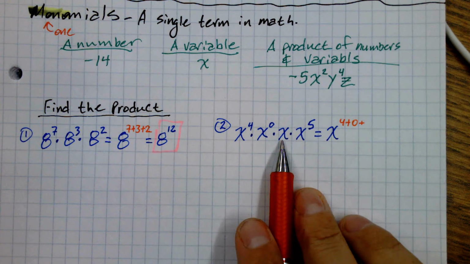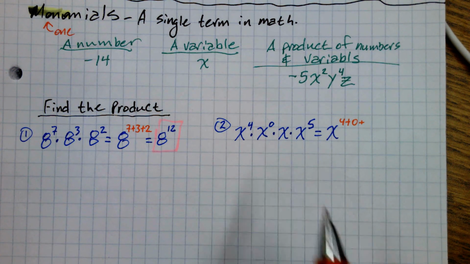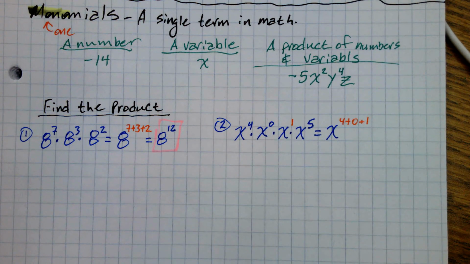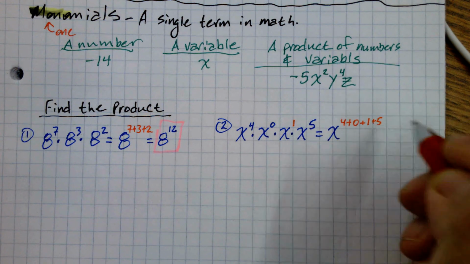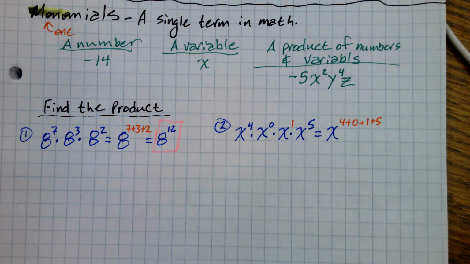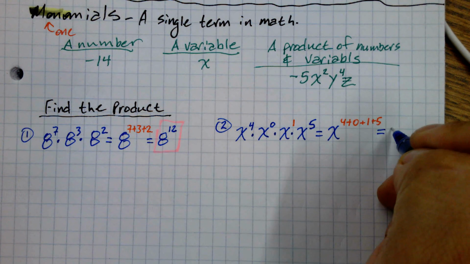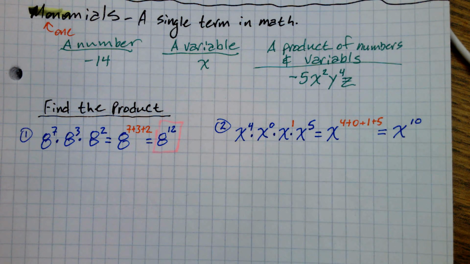How about x by itself without the exponent? That's x over 1, right? X to the 1. So if you want, you can put a 1 there. Normally we don't put it. Plus 5. X to the 10th. That's x to the 10th power.